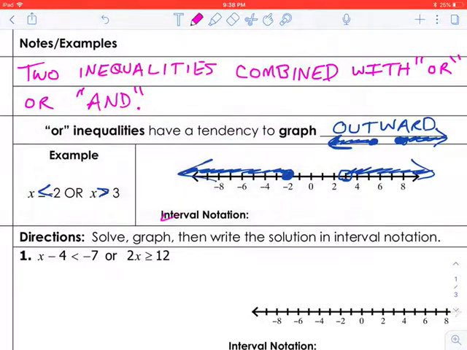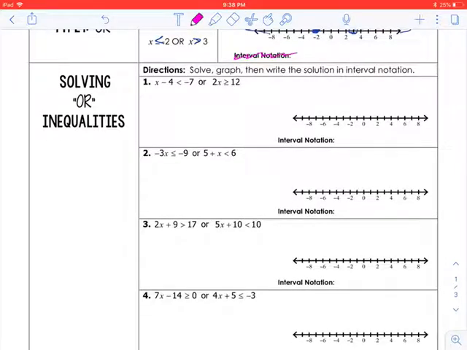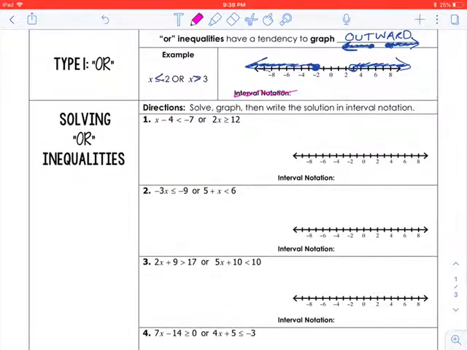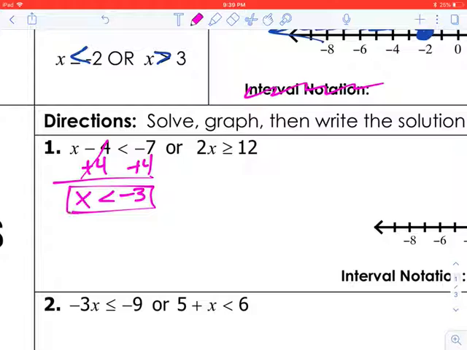So again, don't worry about interval notation. Let's talk about how we solve these. Okay, pretty simple with "or." All you're doing really is solving both of these individually. So we'll do a few of these and then go to the back side. So for this one, I'm just splitting it up into two separate inequalities. So in this first one, I add 4, so I get x is less than -3. And then on the other one, I divide by 2, x greater than or equal to 6.